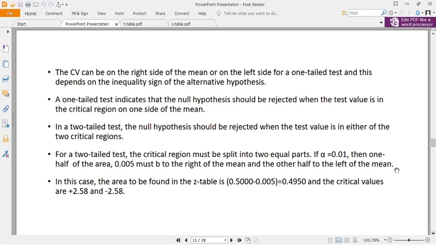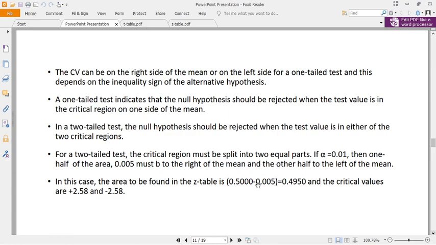So in this case, the area to be found in the Z table, we shall subtract alpha over 2 from 0.5. Remember, this is always in the tail, so the balance, and therefore the critical values will be 2.58. We've seen this in our Z table.